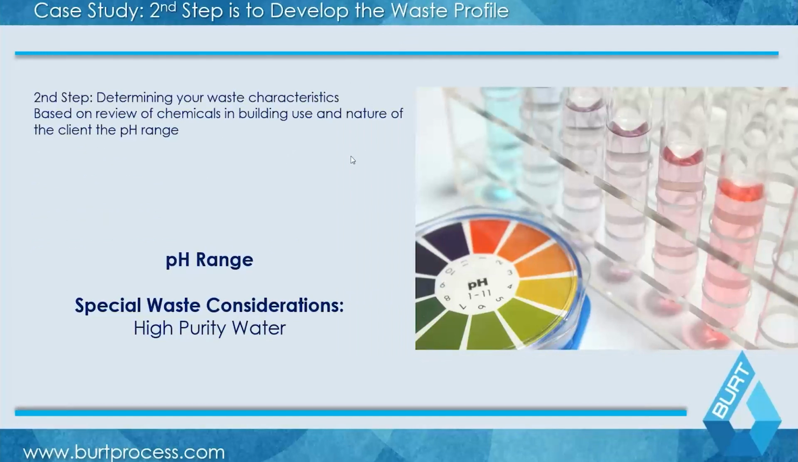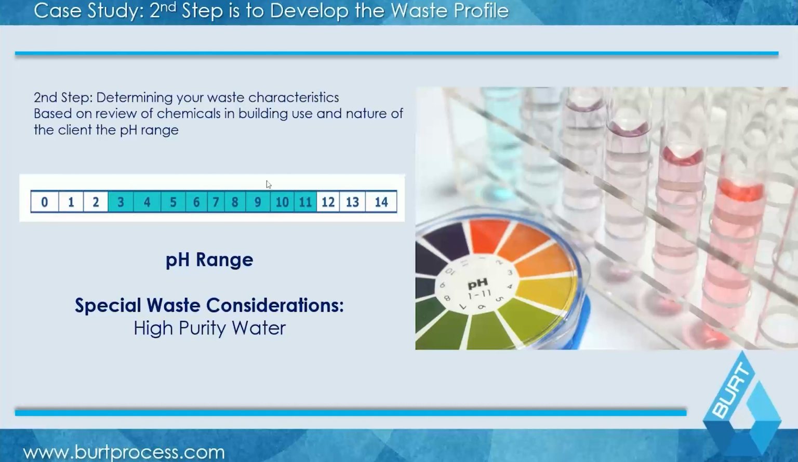So the next step is looking at what the waste profile is. We talked about this a little bit in this conversation, but obviously we're talking about something in your standard waste range, about 3 to 11. That's a fairly common waste range to see. Maybe there's some high purity water present. When you get down into the 2, 1, or 12 or 13 pH ranges, you're going to get a little bit stronger waste streams. That's a bit of a special consideration in those cases.